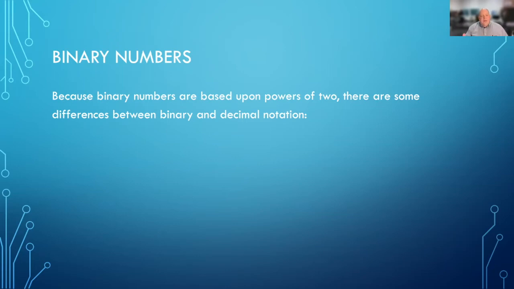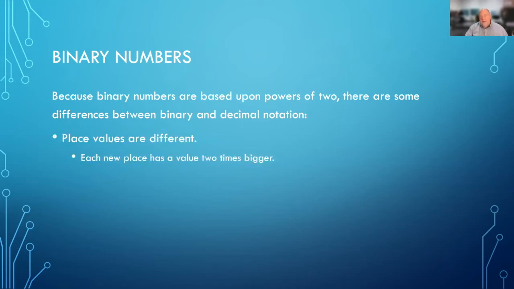Now, because binary numbers are based on powers of 2, there are some differences between binary and decimal notation. Place values are different. Each new place has a value that's 2 times bigger. So if you are looking at the 4's place, the next highest place is the 8's place. The next highest place is the 16's place. There are only 2 symbols. We don't use the symbol 9 or the symbol for 7. We only have 0 and 1.